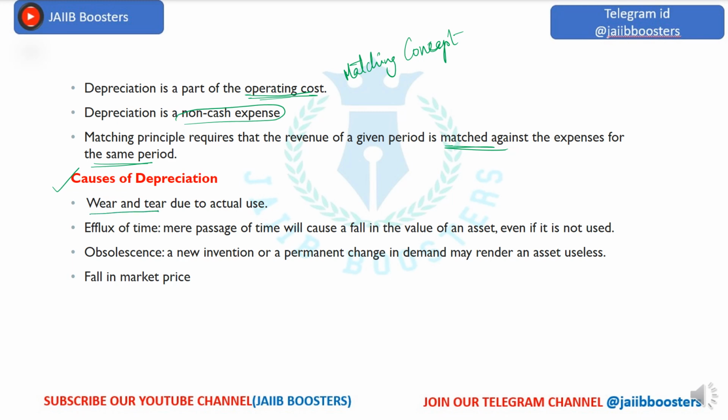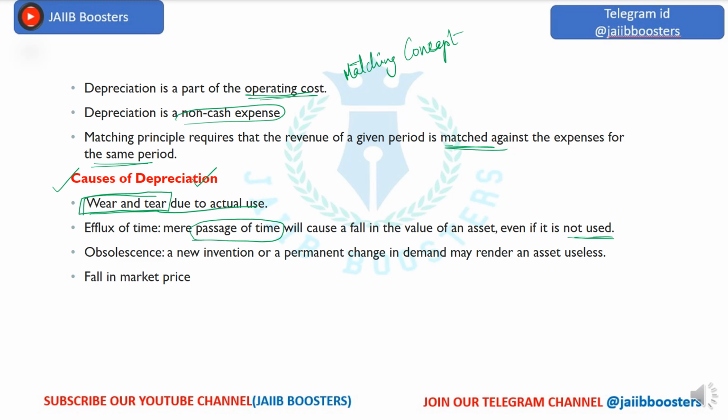What are the causes of depreciation? Wear and tear due to actual use. This is the main cause of depreciation, wear and tear. Effects of time. Passage of time will cause a fall in the value of an asset even if it is not used, because even if it is not used, there is a passage of time. So then depreciation will occur.